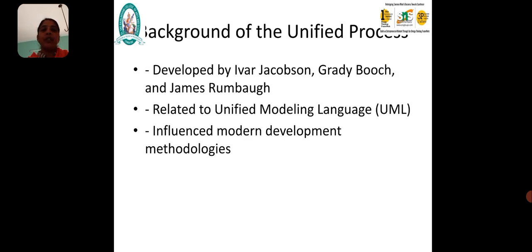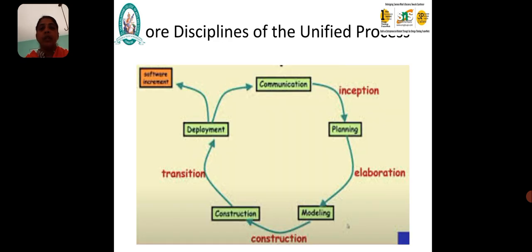The background of the unified model: it was developed by Ivar Jacobson, Grady Booch, and James Rumbaugh. Related to the Unified Modeling Language, UML, we have already learned UML. This model was also developed with different methodologies and was influenced by the UML model. These are the different disciplines that occur during the model. Let me see how the process can start. First is communication, planning, modeling, construction, and deployment.